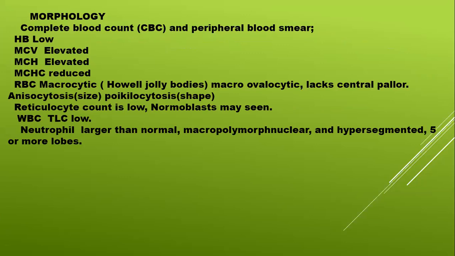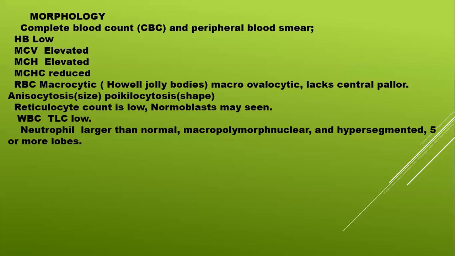Morphology, or clinical laboratory picture. Complete blood count and peripheral blood smear show hemoglobin is low, MCV elevated, MCH elevated, MCHC normal or reduced. RBCs are macrocytic, Howell-Jolly bodies are present, macro-ovalocytic, lacking central pallor, with anisocytosis and poikilocytosis. Reticulocyte count is low, normoblasts may be seen. WBC total leukocyte count is low.